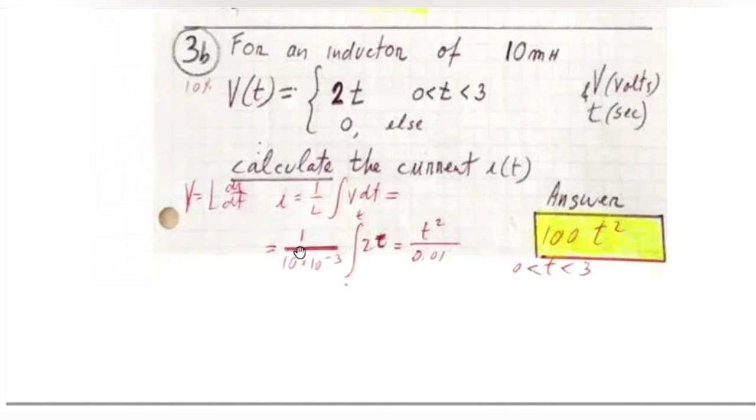After integrating 1 over L, the integral of 2 tau from 0 to t gives me t squared over 0.01, which becomes 100 t squared. But only for the range between t equals 0 and 3.